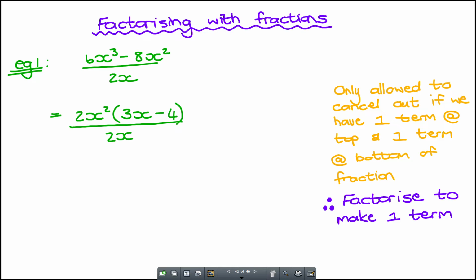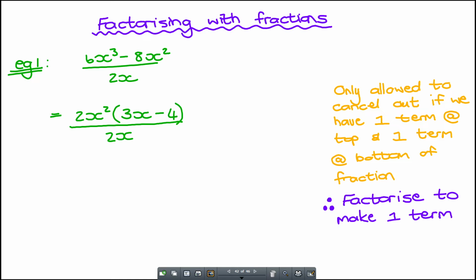So at the top, I had 6x to the power of 3 minus 8x squared. So we take out a common factor of 2x squared. So there's my common factor. Then I start a new bracket. 6x to the power 3 divided by 2x squared gave me 3x. 8x squared divided by 2x squared gave me 4. Do you guys see that? Who's still struggling with that? You guys good at the back?